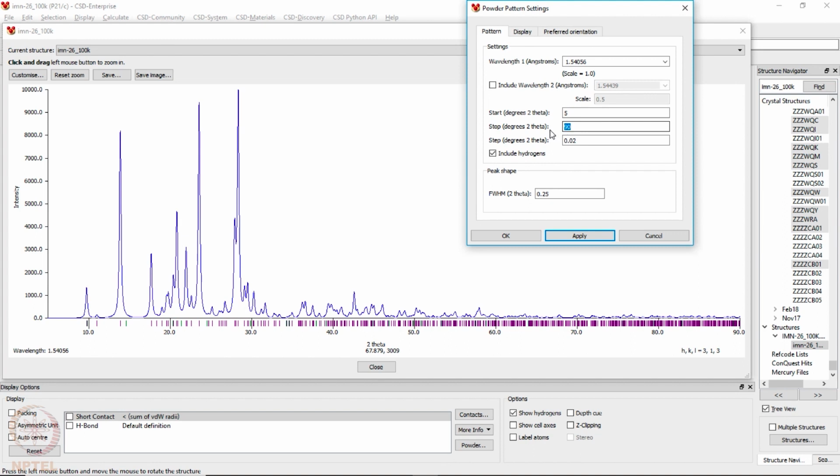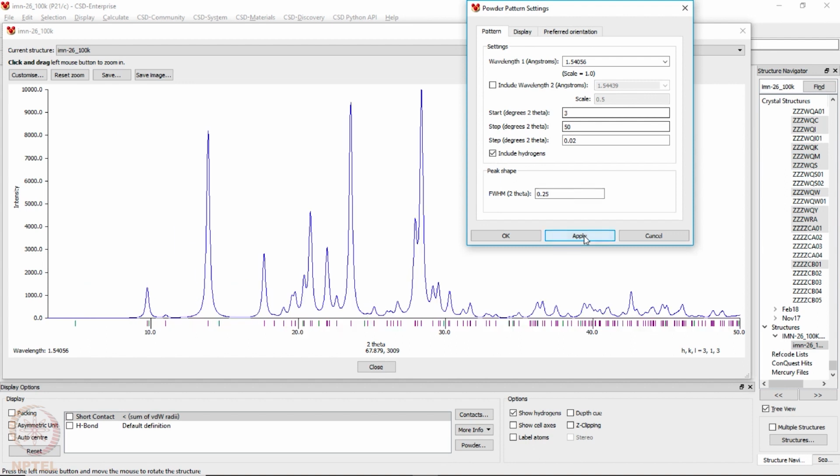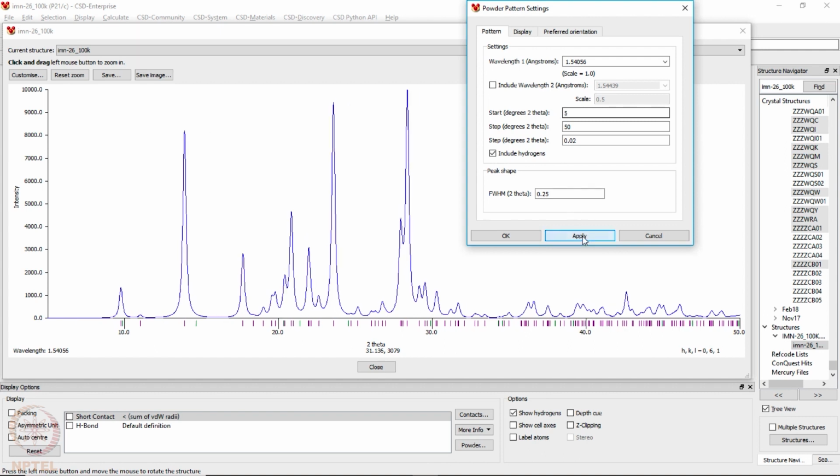So generally we simulate up to 50 degrees in 2 theta, and generally from 3 degrees as well. And we see here there is no peak below 10 degrees in 2 theta. So we can chop it at even 5 degrees, it doesn't do any harm.